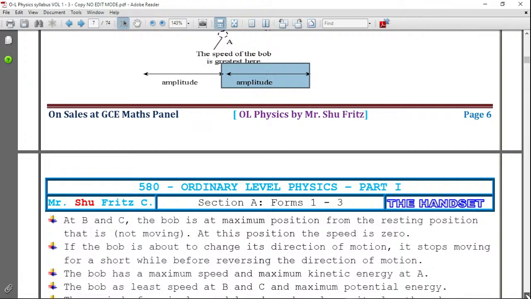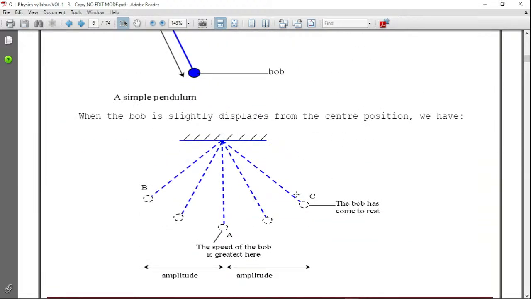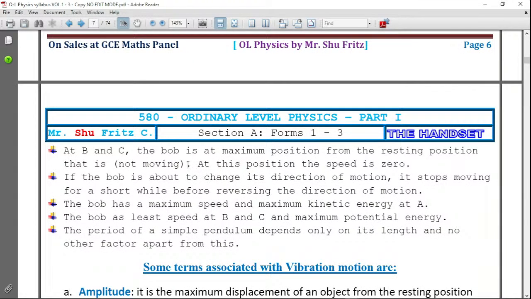Now let us see what happens with the bulb. At the points B and C, B is the maximum displacement to the left, C is the maximum displacement to the right. The bulb is at maximum distance from the resting position. Look at the points B and C. Here, the bulb is at maximum displacement from the resting position. Then what happens to it?